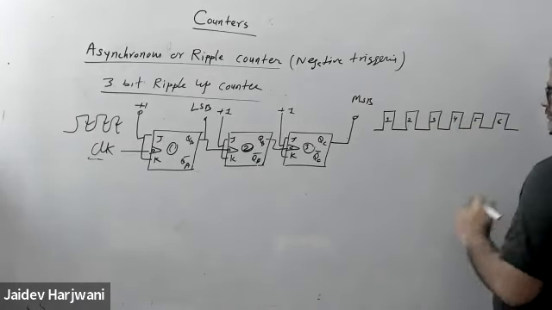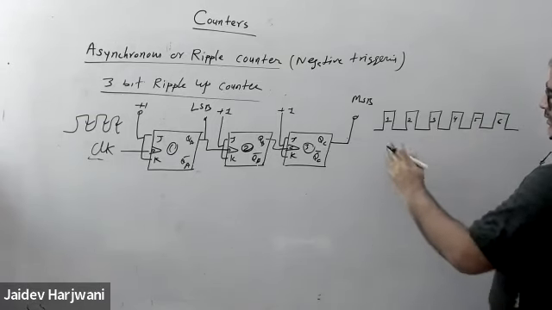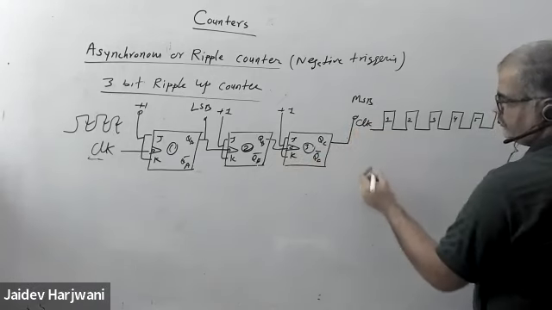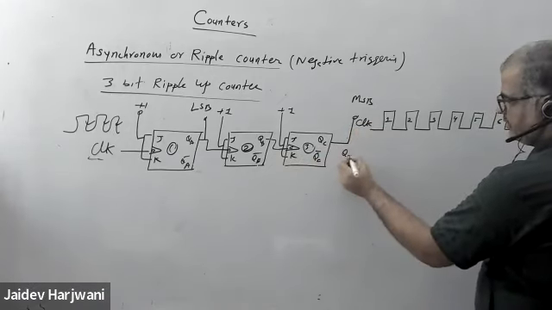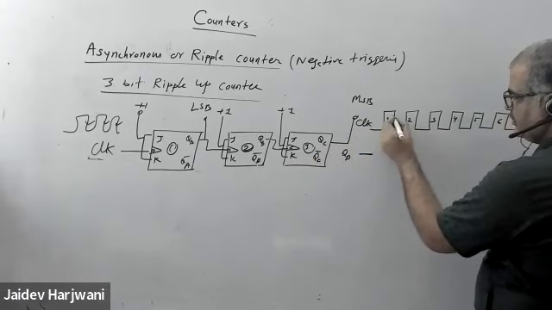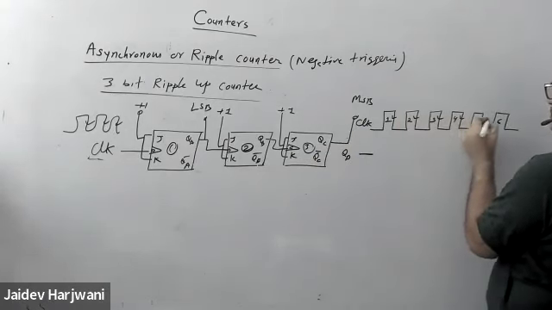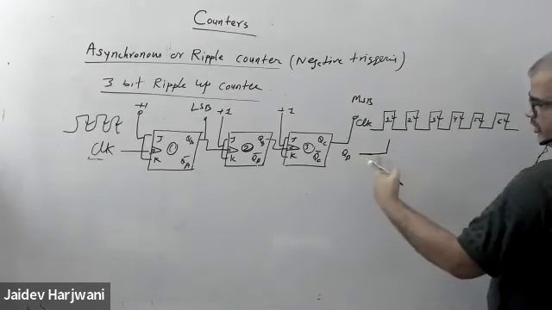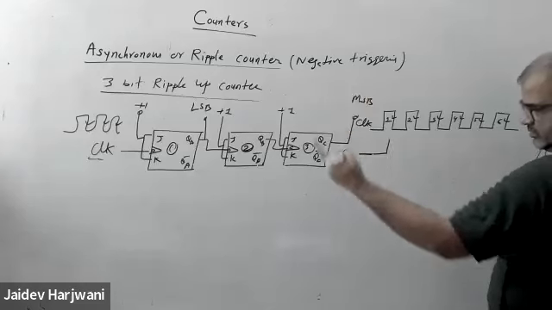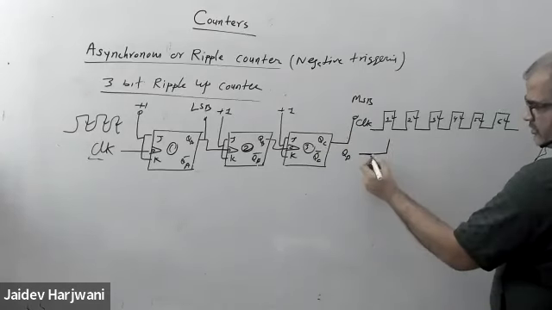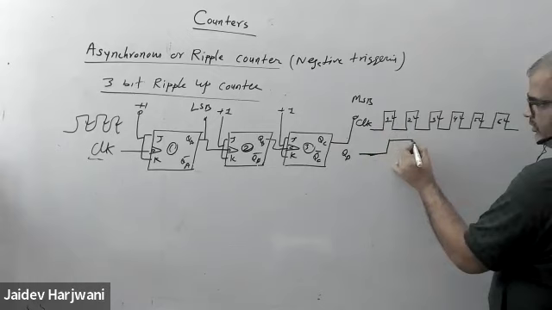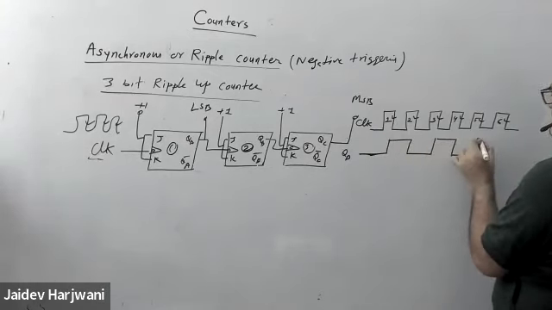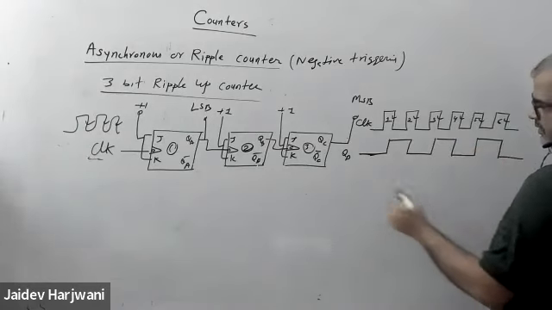Okay, now this is your clock, you want QA. Initially QA is 0, and this is a negative triggering clock. So your QA changes here. Why is it toggling? Because JK is 1. Whenever JK is 1, this is the toggle condition. With the clock it will toggle, this toggled, this toggled, this toggled, this toggled.